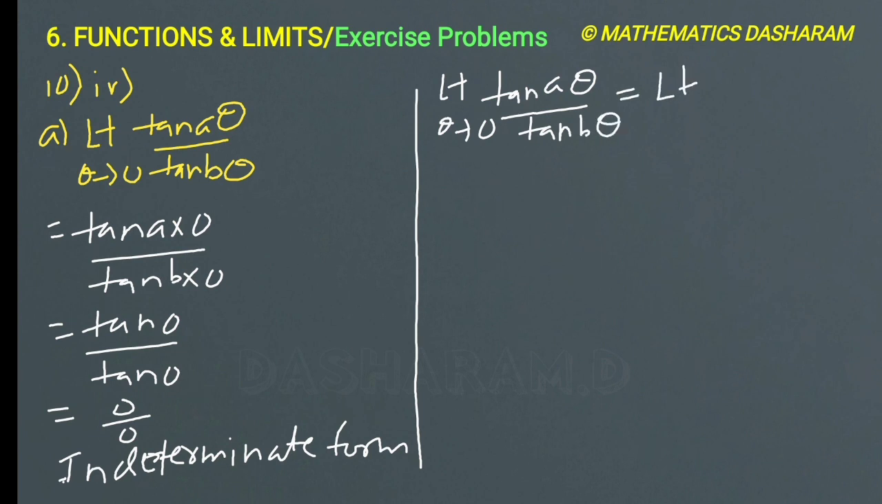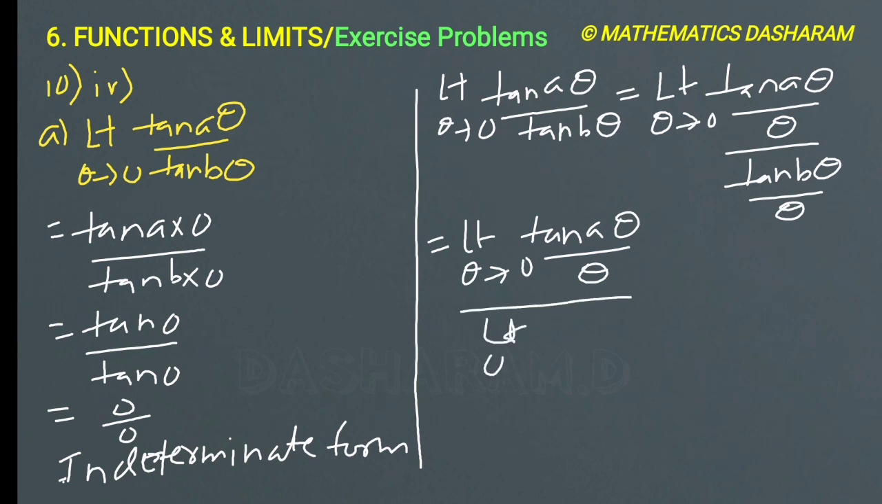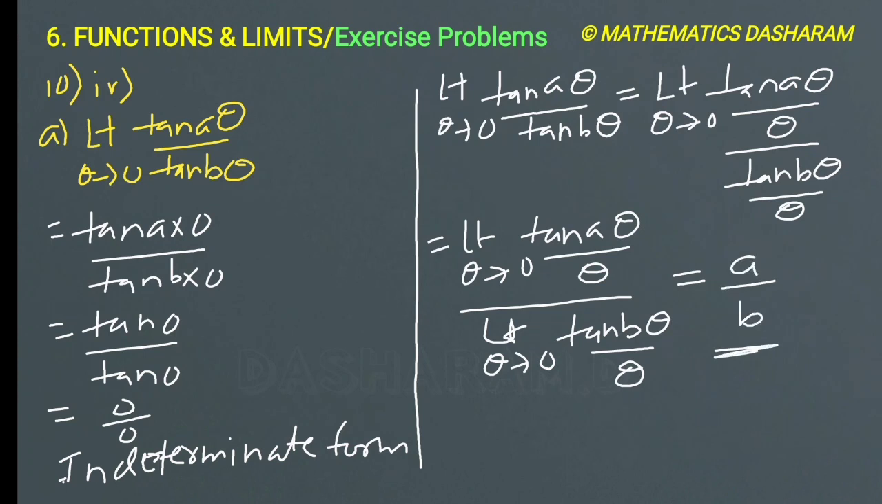Here numerator and denominator both are divided by theta. So tan A theta by theta, tan B theta by theta. Now apply the limit for numerator fraction and for denominator fraction. So limit theta tends to 0, tan B theta by theta. As per the formula, numerator answer is A and denominator answer is B. So A by B is the required answer.